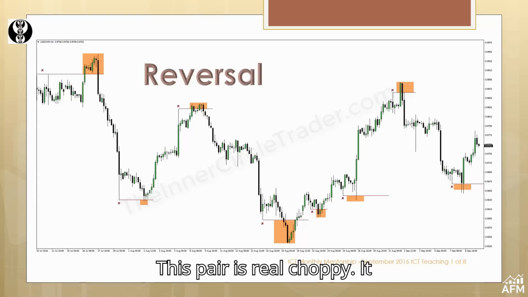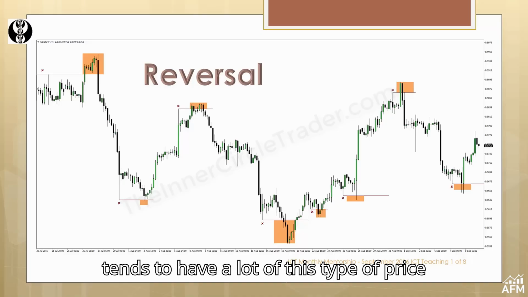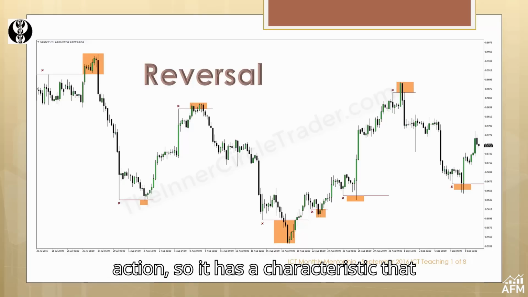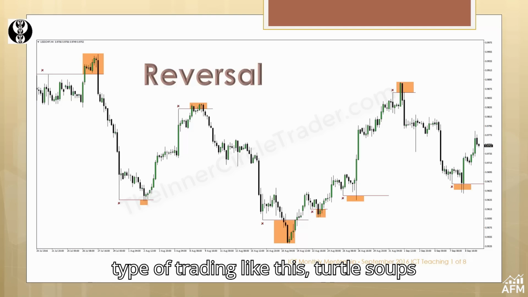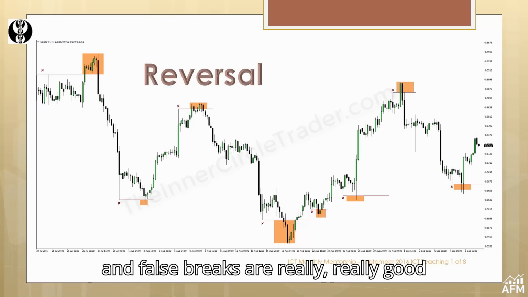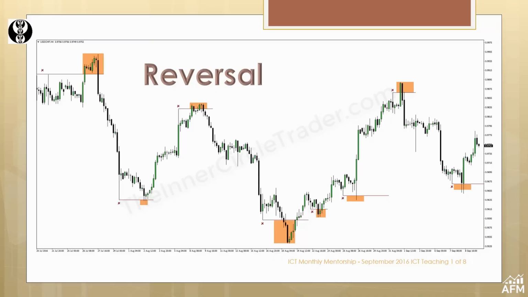This pair is real choppy. It tends to have a lot of this type of price action, so it has a characteristic that is very favorable if you're into type of trading like this. Turtle soups and false breaks are really good in the Swissy.